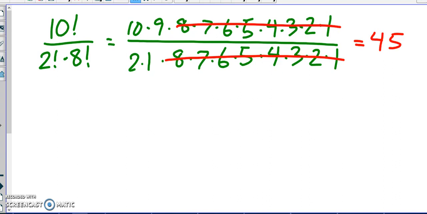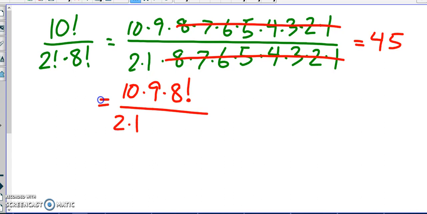So a better way to write this so that it's a little more concise: 10 factorial is 10 times 9 times 8 factorial, and I can divide that by 2 times 1 times 8 factorial. Because after all, 8 factorial is just this piece, 8 times 7 times 6 times 5, and so on, that I canceled out right here. So what I can do is just kill the 8 factorials and get the same thing, and it's much easier to do it that way.